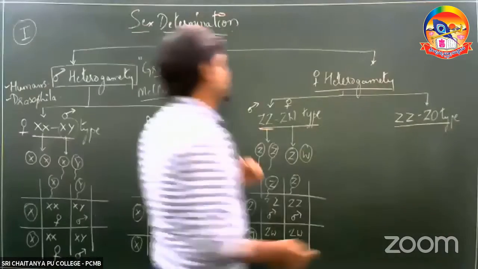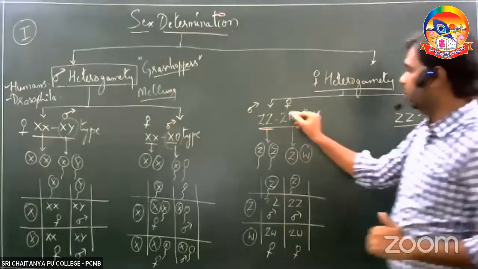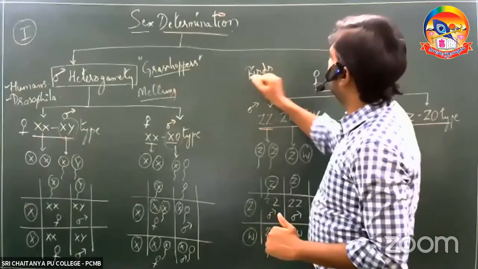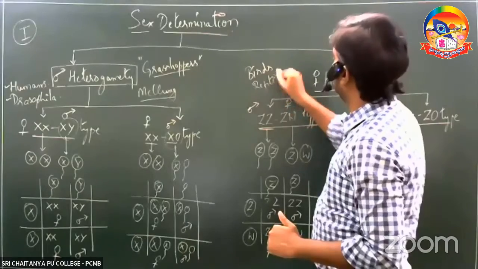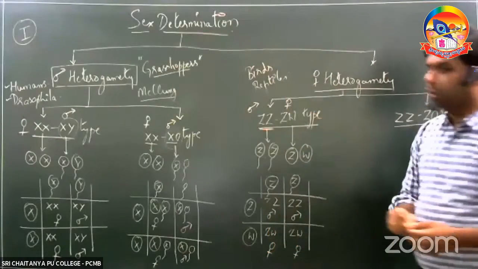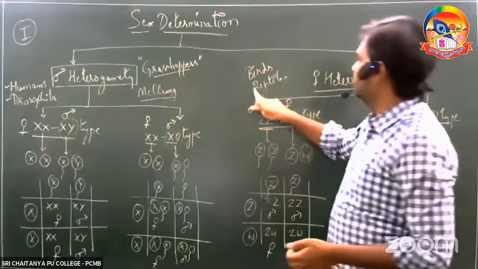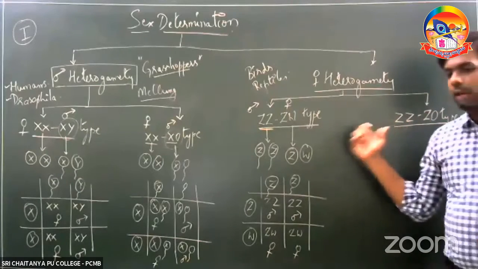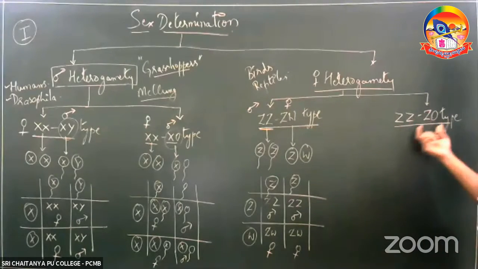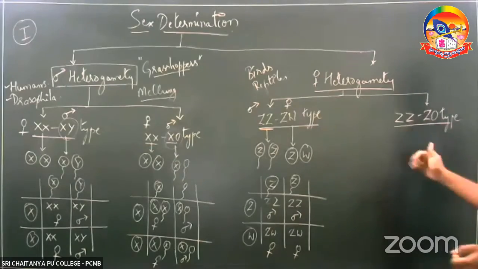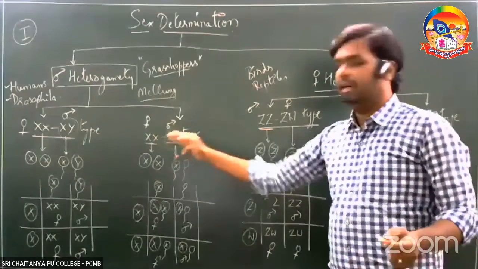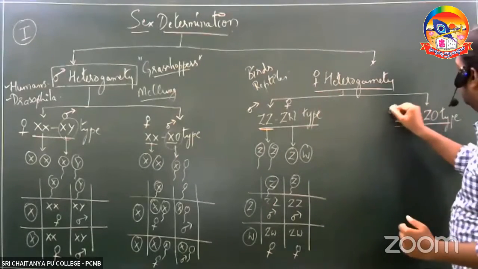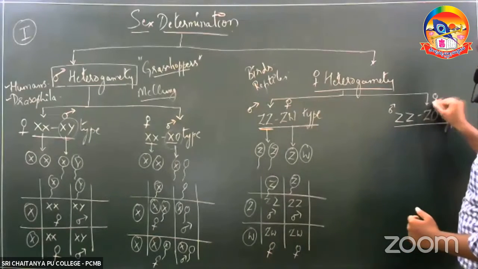Right? This type of sex determination is usually seen in case of birds and a few reptiles. In birds and a few reptiles, we have this ZZ, ZW type of sex determination. So talking about the last one, which is ZZ and Z0 type of sex determination. Again, this is very much similar, where ZZ would be the males and Z0 would be the females.